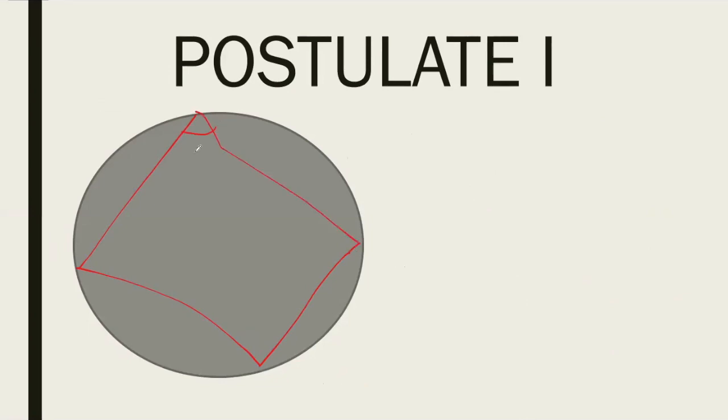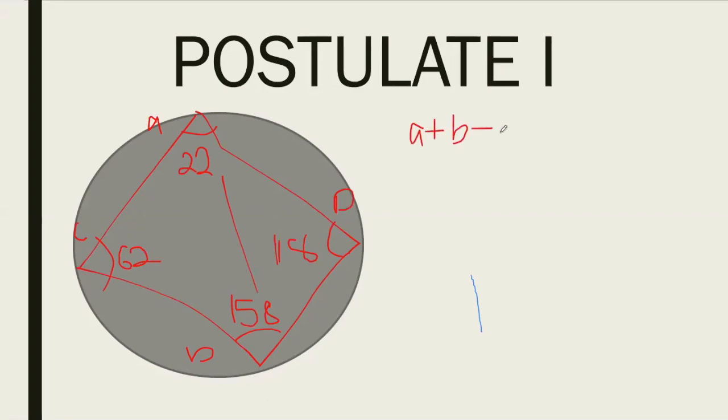So, if a quadrilateral, halimbawa, four sides na to, nasa loob ng circle. If angle A is 22, what is angle B? 158. Good. Kasi supplementary. If angle C is 62, what is angle D? 118. Good. So basically, A plus B equals to 180. So postulate one. Opposite angles equal to 180.